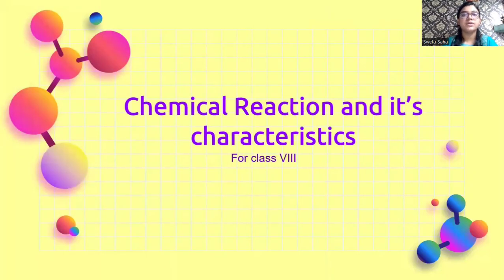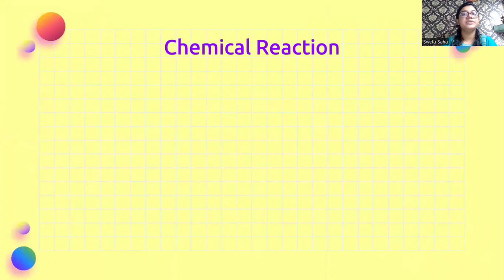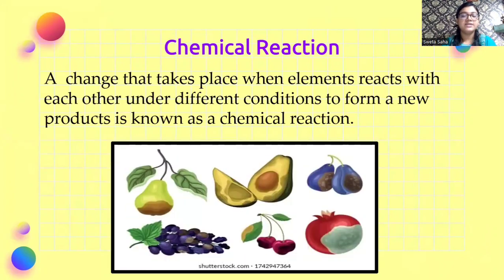So today we will talk about chemical reaction and its characteristics. Before we move further, we have to know what a chemical reaction is. A chemical reaction is a process through which one substance changes into another substance. Here we see the picture of a rotten fruit. So rotten fruits are an example of a chemical reaction.